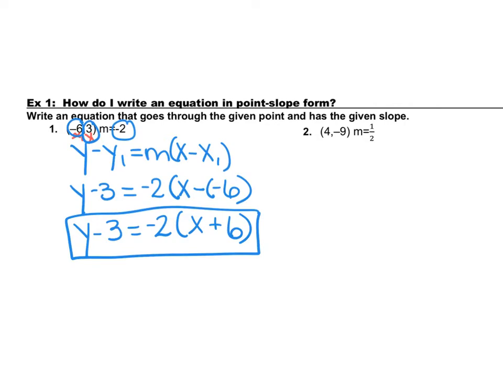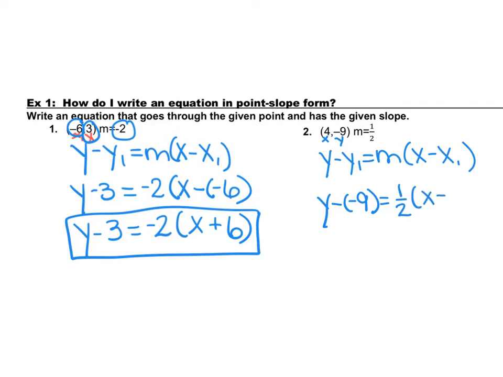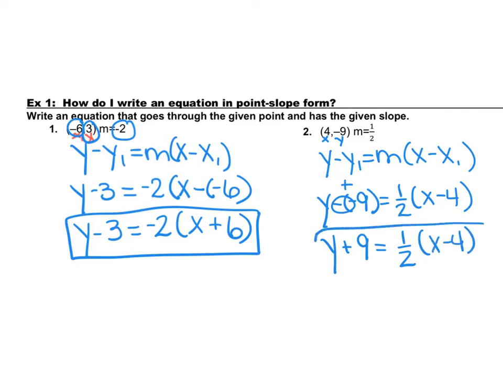All right, let's take a look at number 2. So I have y minus y1 is equal to m times x minus x1. All right, so this is our x, this is our y. So we're going to take y minus -9 is equal to our slope of 1/2 times x minus 4. Now let's just clean this up a little bit: y plus 9 is equal to 1/2 times x minus 4. So now this is written in point-slope form.